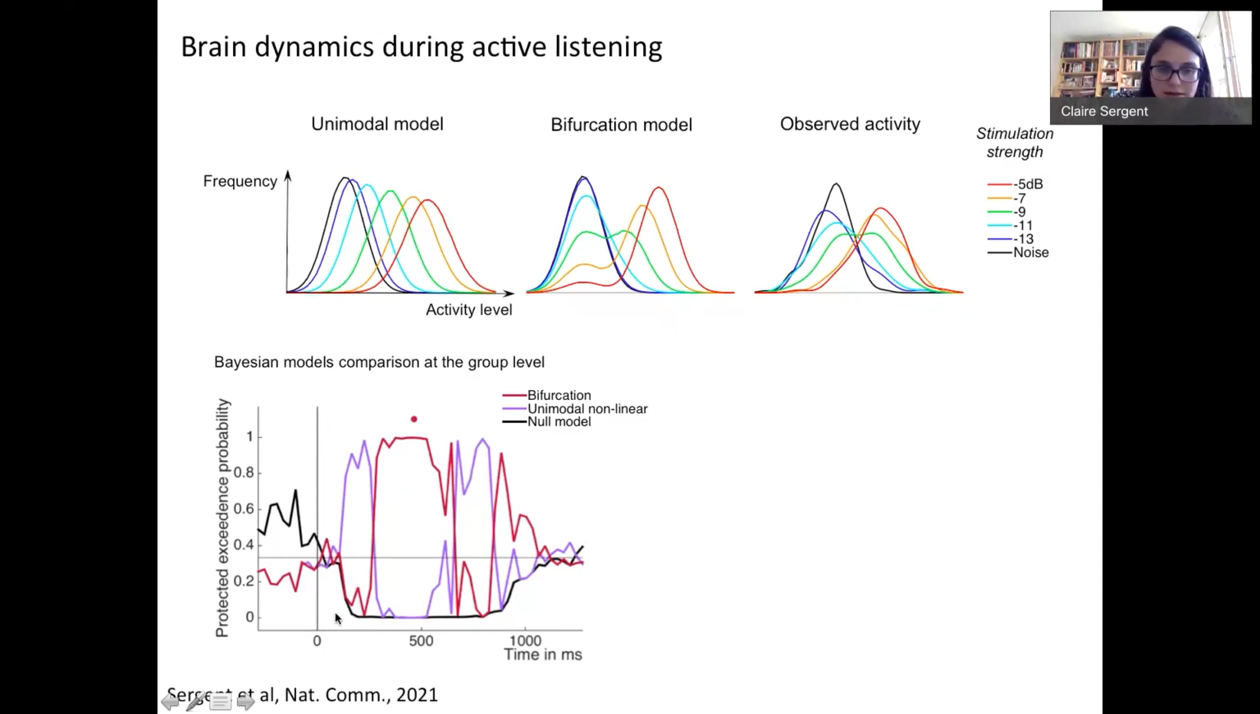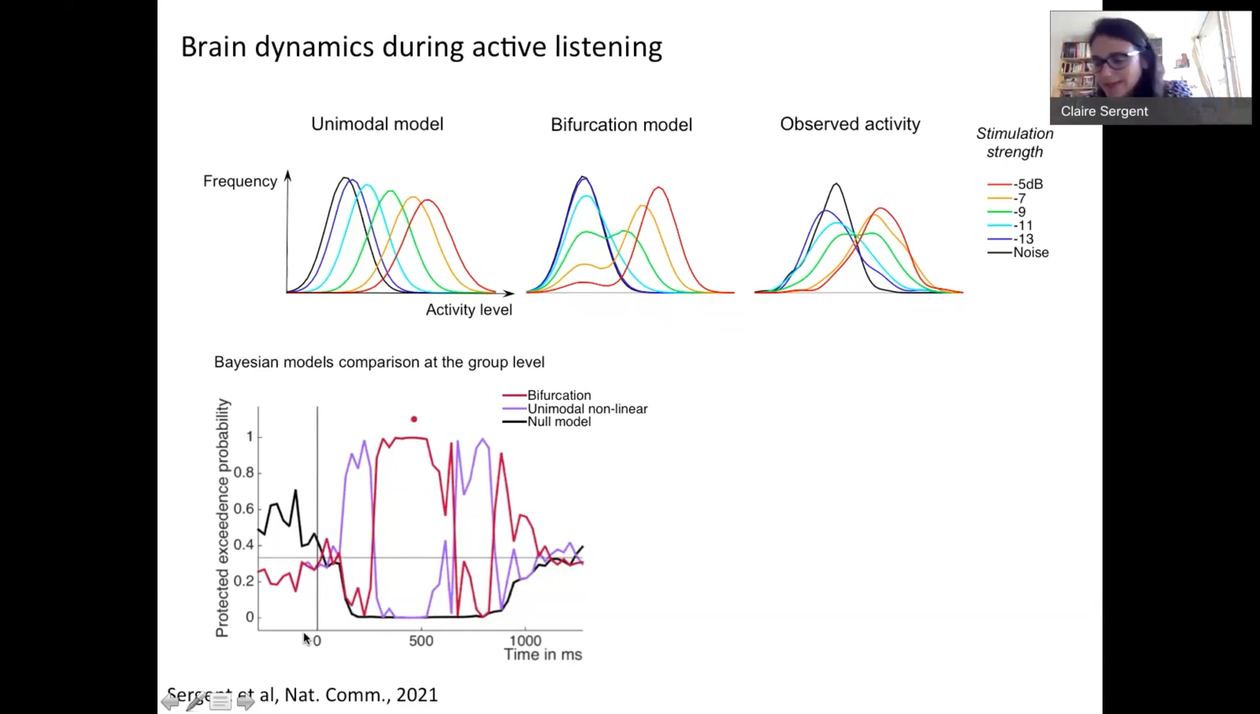Whereas in the initial period after the presentation of the stimulus, we see that the unimodal nonlinear dynamics is the most probable model explaining the majority of the activations across the group. And then we have a switch for the bifurcation model. And that's around 300 to 700 milliseconds after the presentation of the stimulus.